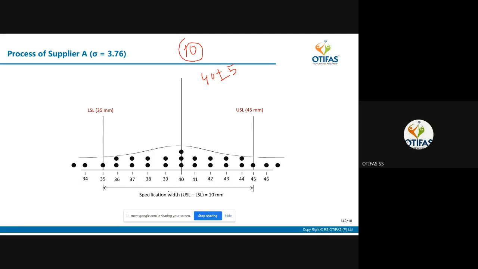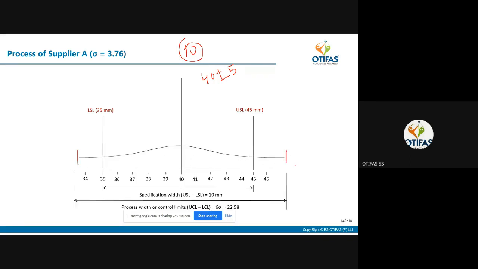Now, what is my control width? Let's see. The control widths are here. The supplier's process width, or the control width, is more than the specification width, isn't it? Now suppose I take the ratio of specification width by control width, how much will it come? Less than one or more than one? Less than one. So here the Cp is less than one, isn't it?